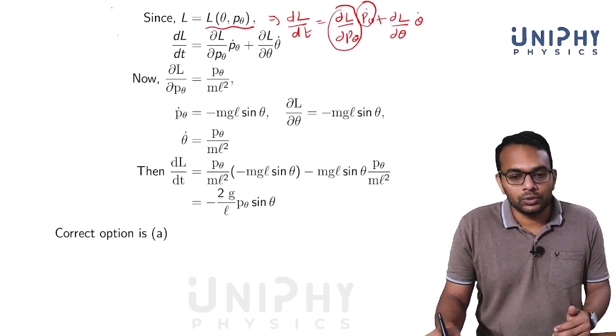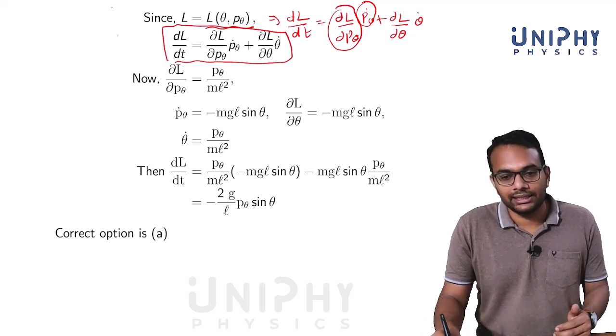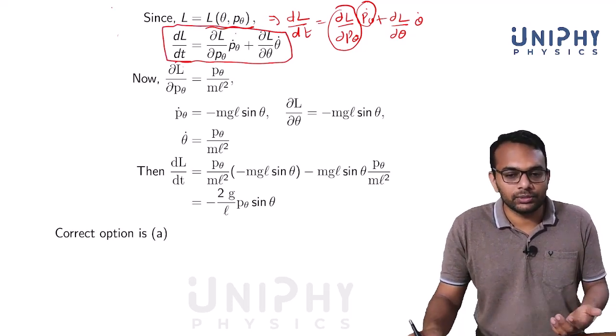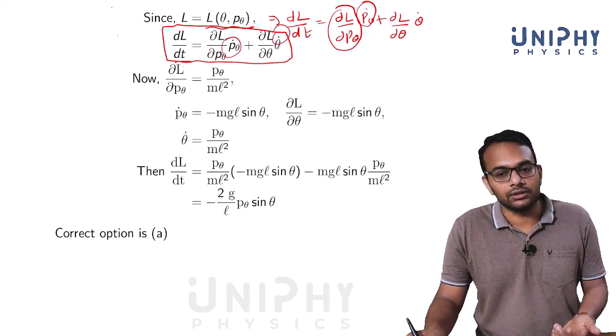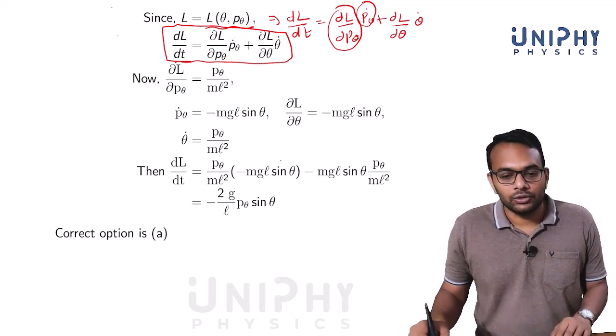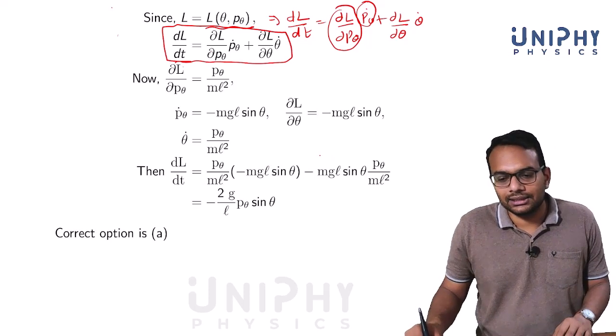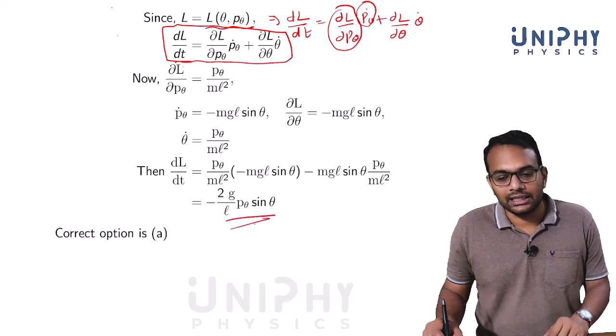Once you write it like this, the rest just follows, because we know how to find ∂L/∂pθ and ∂L/∂θ. We also have already found pθ dot and θ dot. So it's just a matter of substituting these things back into this equation to get the correct answer. You do the steps by yourself and the final answer will be this, right?